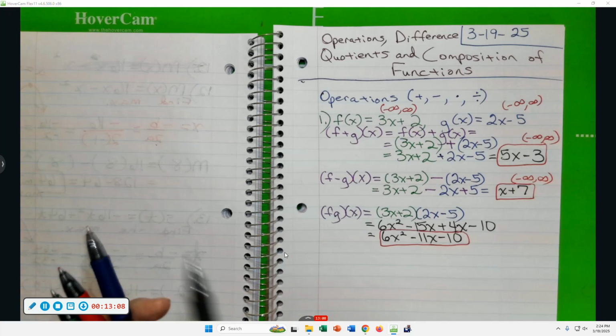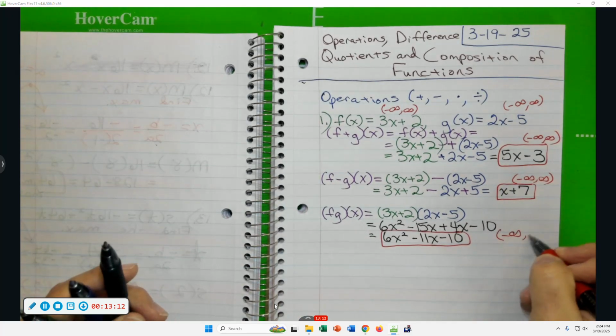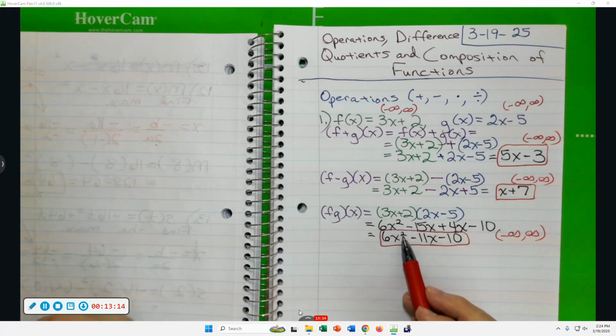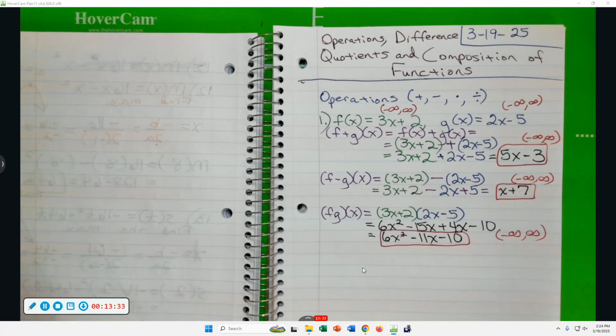Negative infinity to positive infinity for the domain. Once again, all real numbers. The square is okay. I remember a problem in the homework when we were looking at functions, two weeks ago, the Wednesday before spring break. It had a square in it, that's fine. No square roots, no fractions, domain's all real numbers.